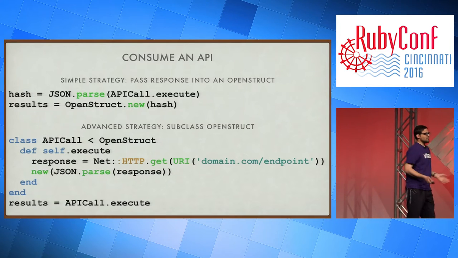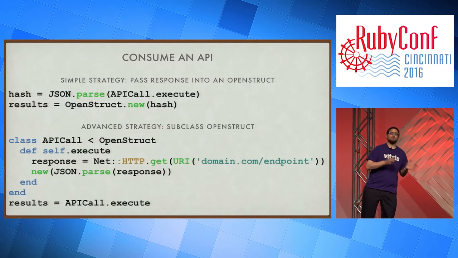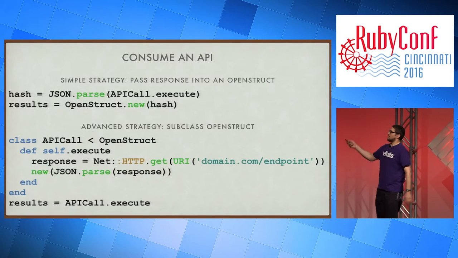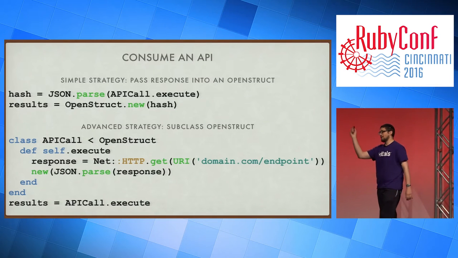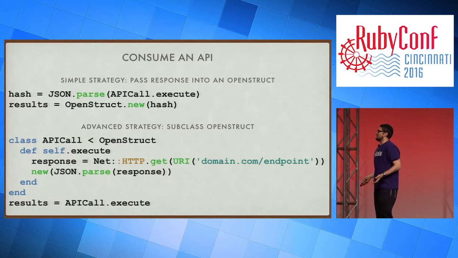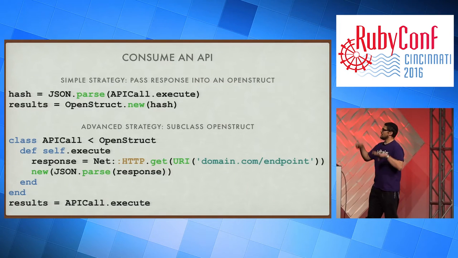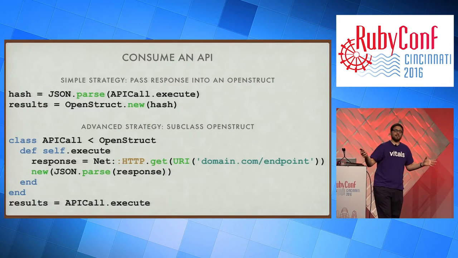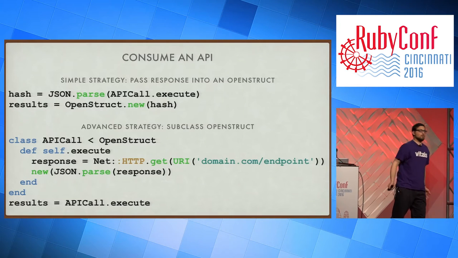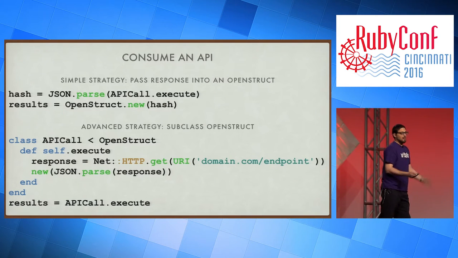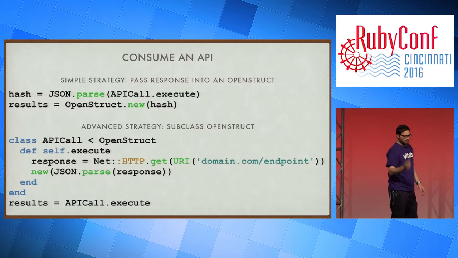So it comes out to pretty much the same thing, but the nice thing about it is that now you can actually put a name to the kind of object you're creating. So let's say you hit the Twitter API, you get back some kind of a hash. You feed that into your OpenStruct subclass, and now you have a tweet object. So it makes it much easier to work within the console, to debug stuff. It's much nicer that way.